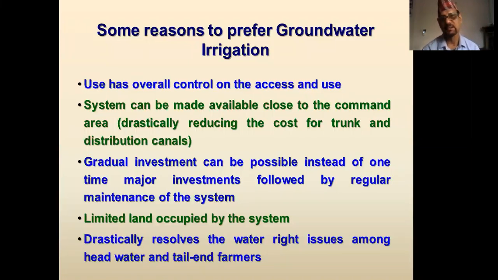trunk canal or distributor canal occupies a large amount of the land surface, and the utilization of groundwater drastically resolves the water right issues among the headwater and tailend farmers in the irrigation, because this issue is always there while utilizing the surface water resources. Not only in Nepal, it is the problem of the worldwide. So there are so many approaches to resolve these issues that have been developed, and the systems have been designed accordingly so that there will not be issues among the headwater farmer and tailend farmer. But this problem is drastically reduced utilizing the groundwater resource.